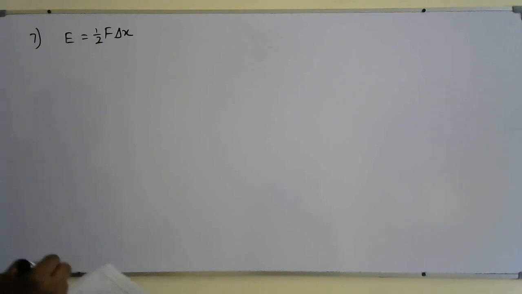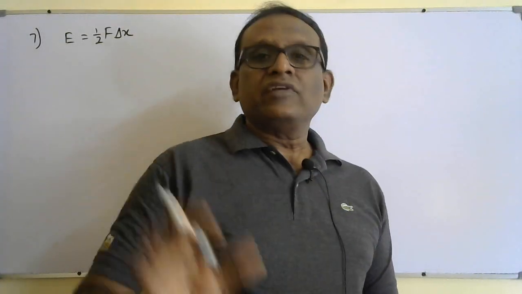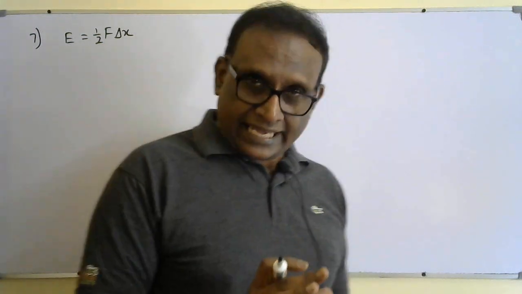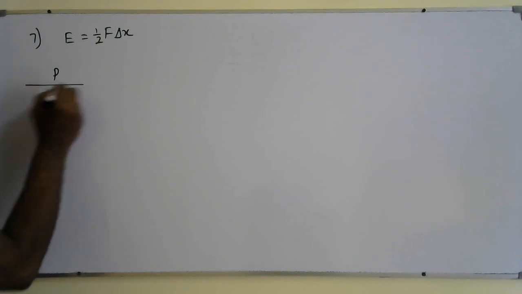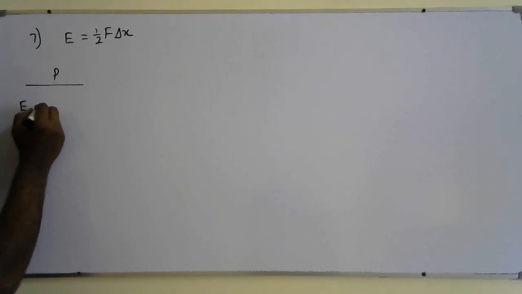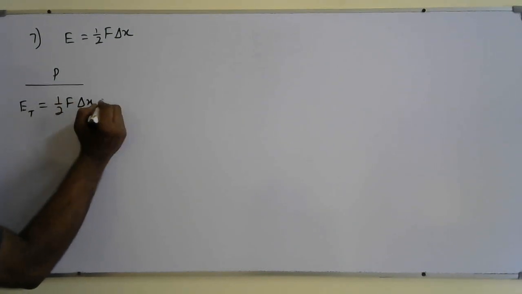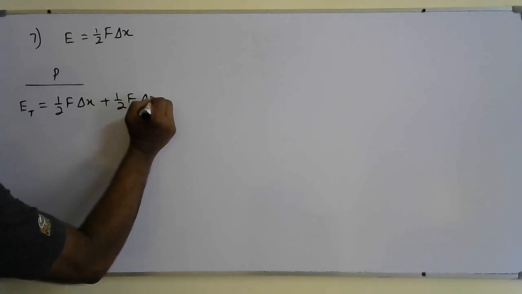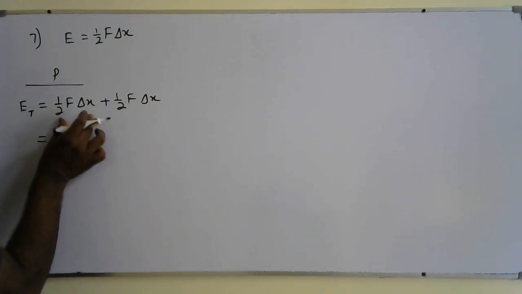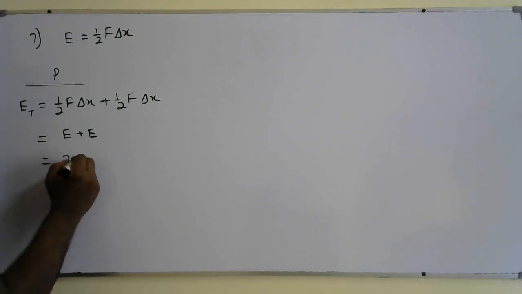Okay. Now on diagram P, I already explained, each spring will have the same force F. So on diagram P, the first spring will have the same force F, the extension will be delta X. The second spring also half F delta X. So half F delta X means that is E plus E, that is going to be 2E.